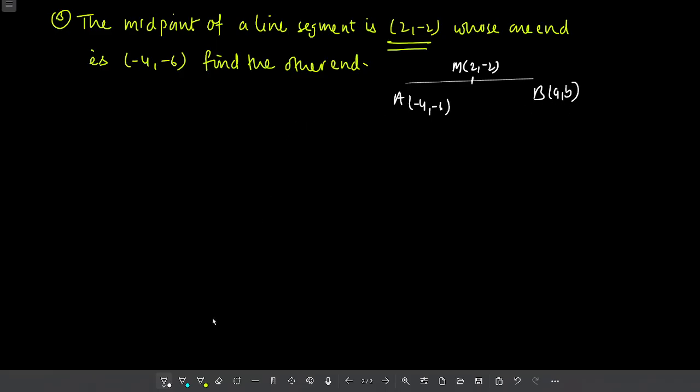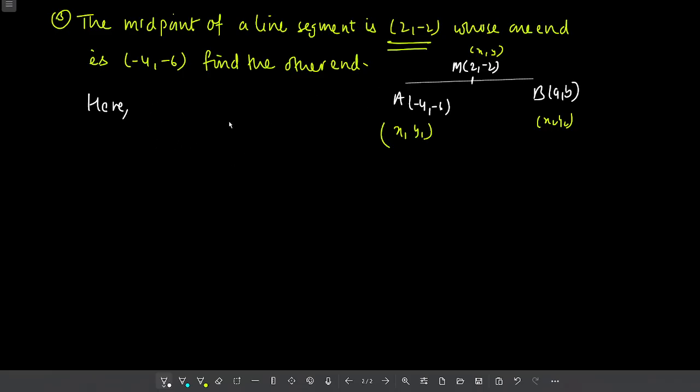Now the first end is assumed as (x1, y1), the other end will be (x2, y2), and the midpoint is (x, y). So here we are asked for point B, the other end, which means we need to find the values of a and b. For this case we can use the x component and y component separately in our formula.